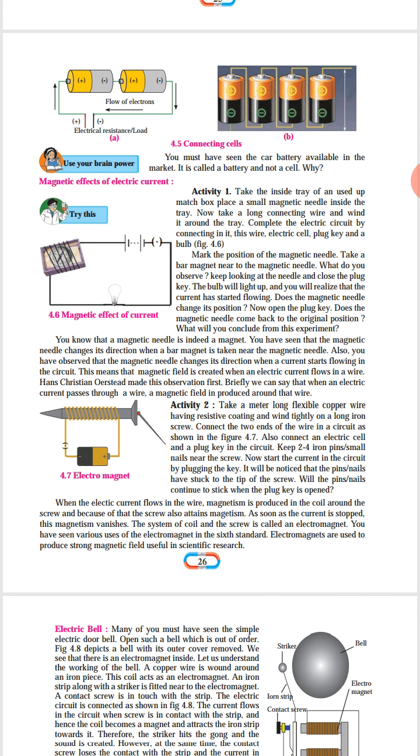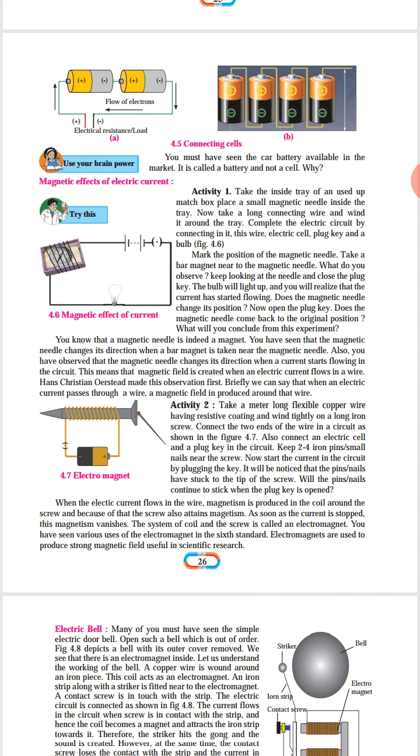Take a bar magnet near the magnetic needle. Now what will you observe? You know that a magnetic needle is indeed a magnet. You have seen that the magnetic needle changes its direction when a bar magnet is taken near it. Also, you have observed that the magnetic needle changes its direction when a current starts flowing in the circuit. This means that a magnetic field is created when an electric current flows in a wire. Hence, Christian Ørsted made this observation first. Briefly, we can say that when an electric current passes through a wire, a magnetic field is produced around the wire.